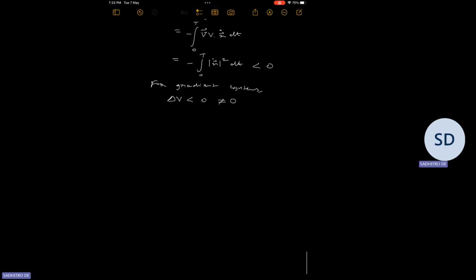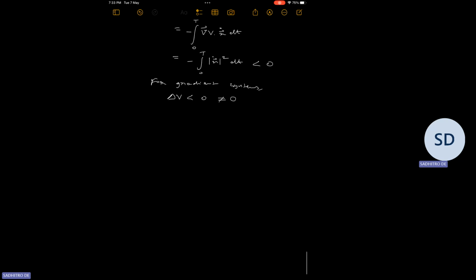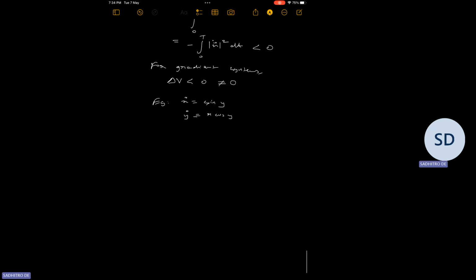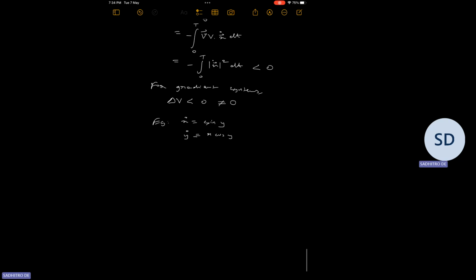So the important thing about a gradient system is that not every dynamical system is a gradient system. It is a gradient system only if it can be written as x dot equal to minus gradient v. So for example, consider this system: x dot equal to sine y, y dot equal to x cos y. Now, let us see if it is possible to write this in terms of a gradient system.